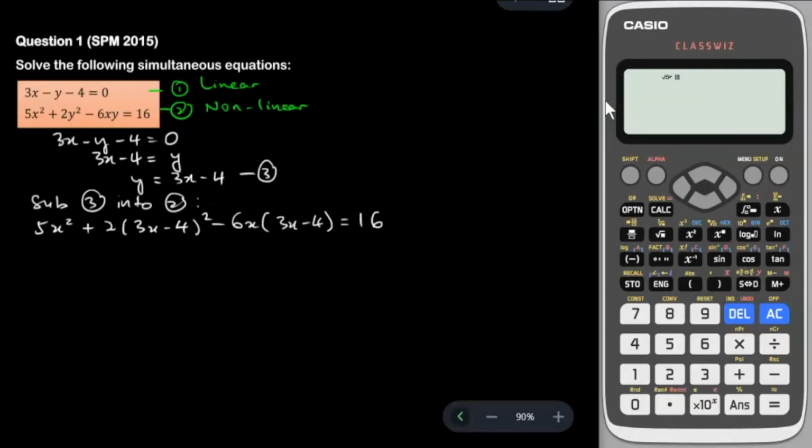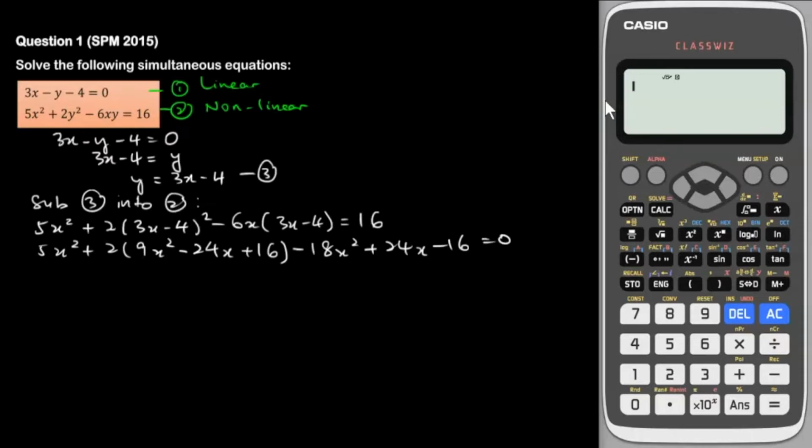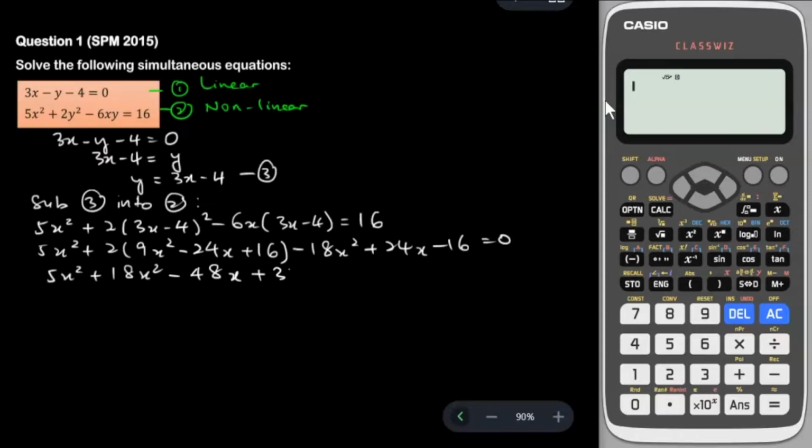And then now we're going to expand the brackets. So 5x squared plus 2, here will be 9x squared, then after that minus, this is 8, 8 times 3 is 24x, and then plus 16, and then minus 18x squared, and then plus 24x, then minus 16 equals to 0. So now there's still one more bracket which we need to expand. So it'll be 5x squared plus 18x squared, then minus 48x, then plus 32, and minus 18x squared plus 24x minus 16 equals to 0.